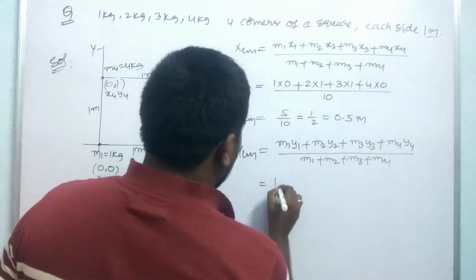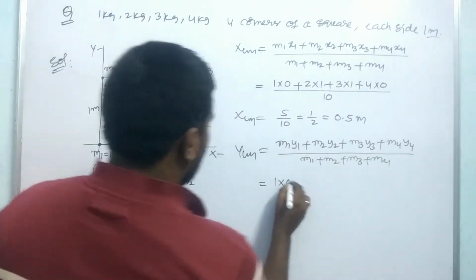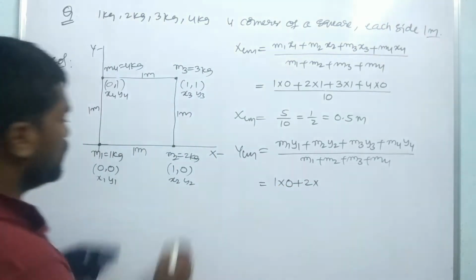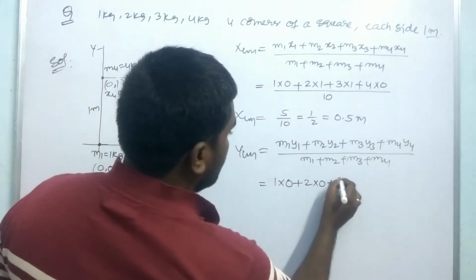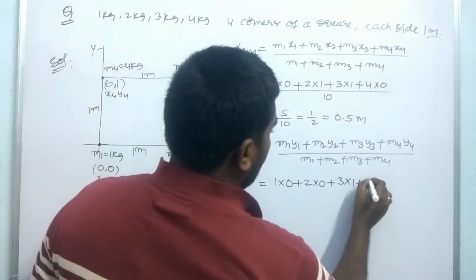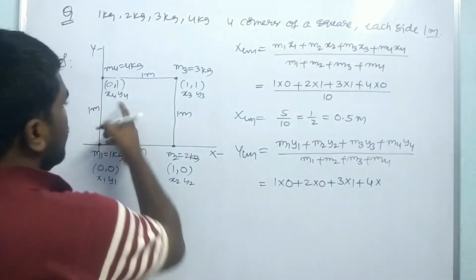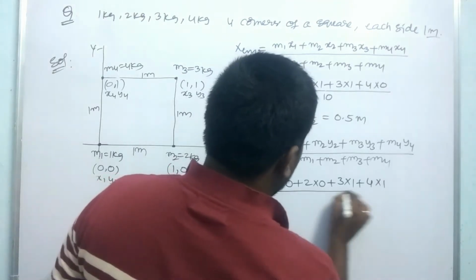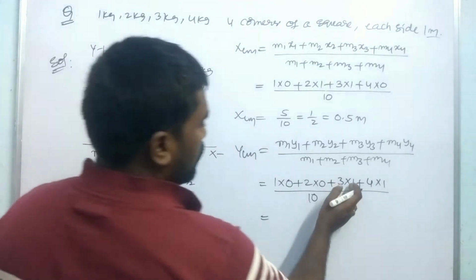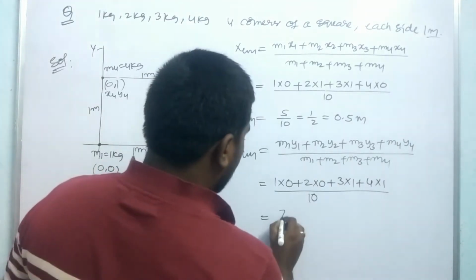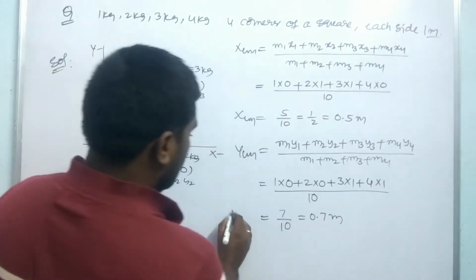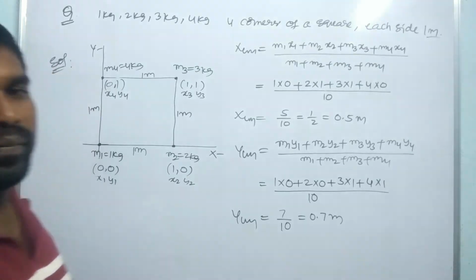m1 is 1 kg, y1 is 0 here, and similarly m2 is 2 kg, y2 is 0, plus m3 is 3 kg, y3 is 1, plus m4 is 4 kg, y4 is 1. The total mass is equal to 10 kg. Here 0, 0, 3 into 1 is 3, plus 4 is 7, by 10 is equal to 0.7 meter. So this is the ycm here.